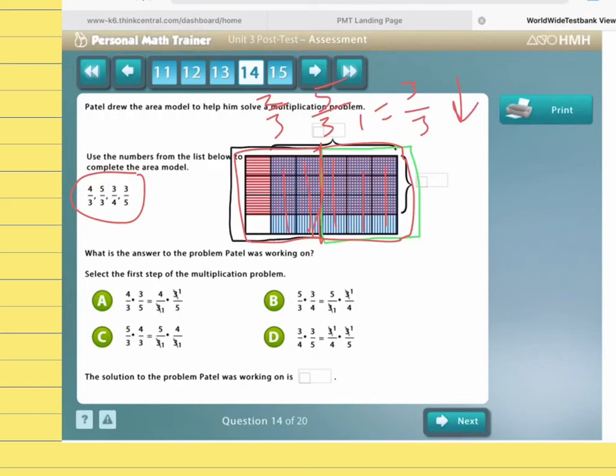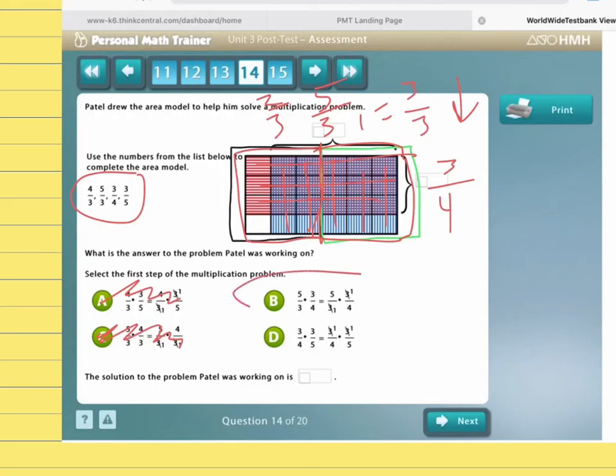Now going across, you have red, you have 1, 2, and 3. So you have 3 parts out of 4 going that way. So it would be 3/4 that way. Now to solve it, you just multiply 5/3 times 3/4. And this is not correct. This is also not correct.